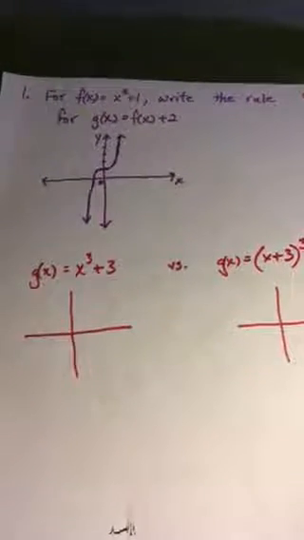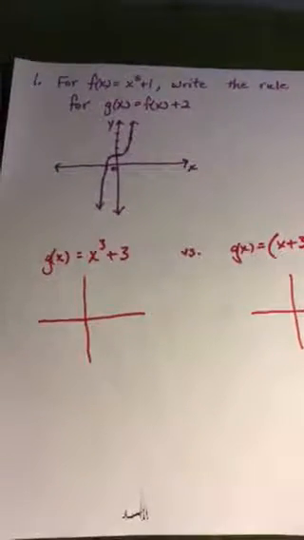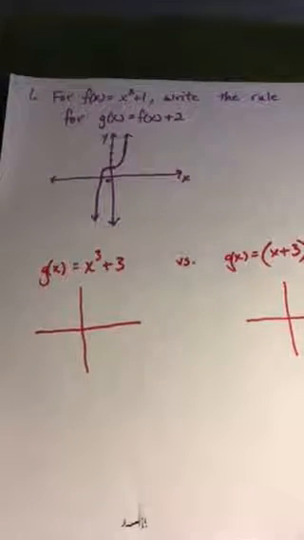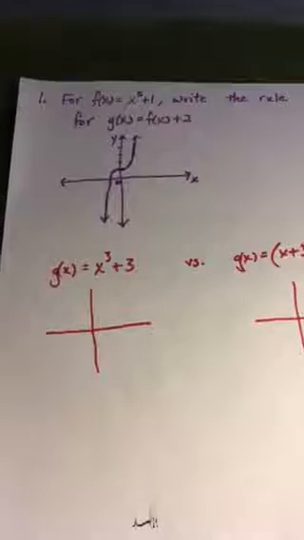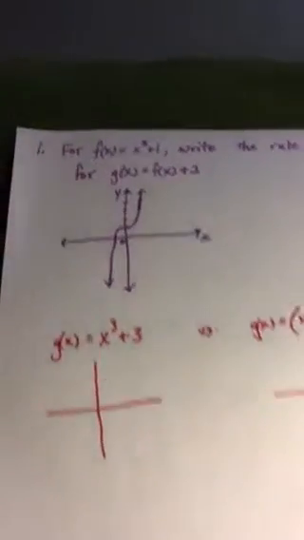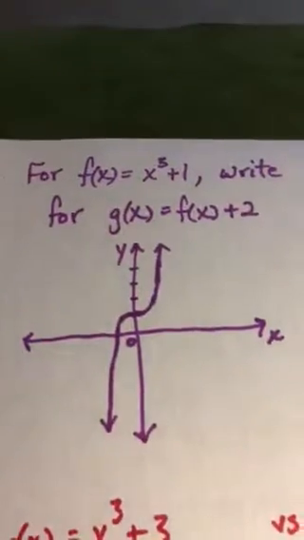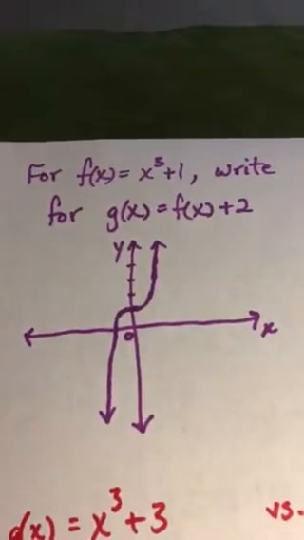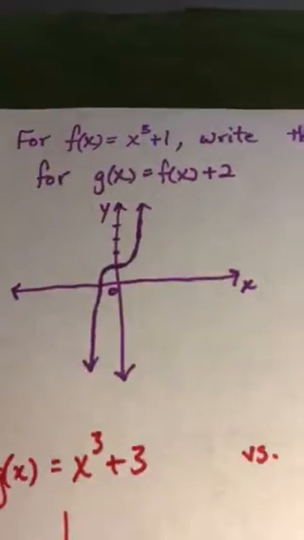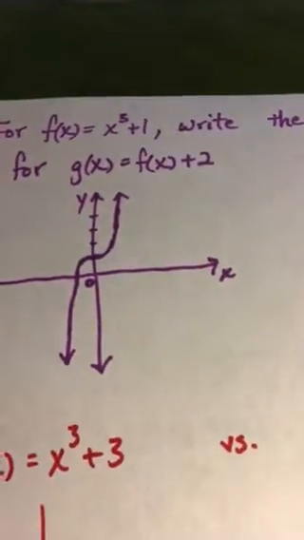Okay, sweetie, we're going to take a look at your review sheet at number 1 first because we didn't get a chance to go over this. Number 1 on your test review says for f of x, the function f of x equals x cubed plus 1, write the rule for g of x equals f of x plus 2.